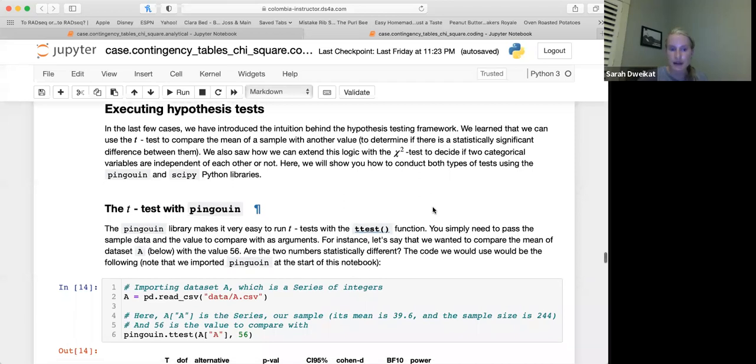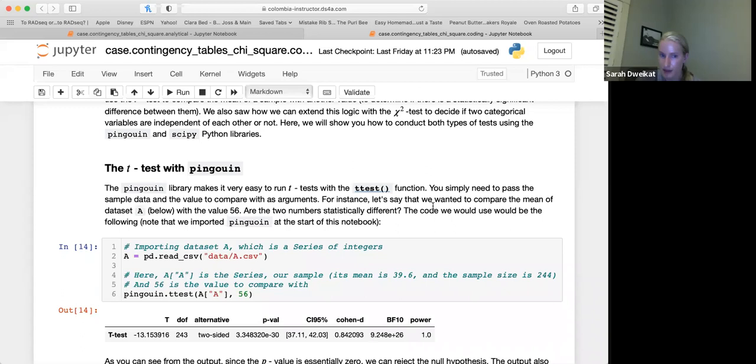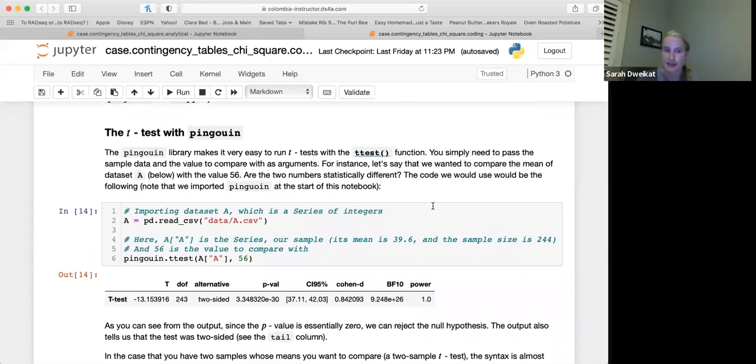So if you wanted to execute that in Python, it's pretty easy to run a t-test. It's 2 lines of code. So you can have a 1 sample t-test or a 2 sample t-test. What we're going to do here is, the first case is a 1 sample t-test. Let's say we have this A data set, which is 244 values with a mean of 39.6. So that's what we have in our A CSV.